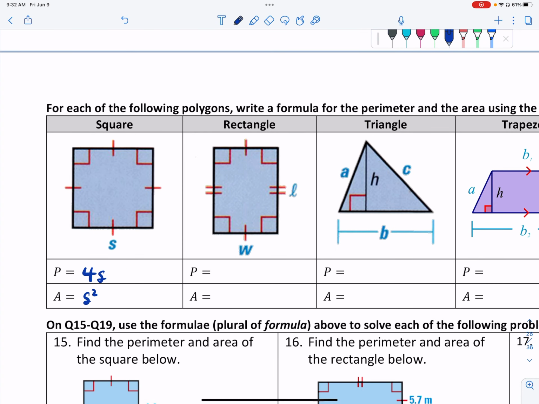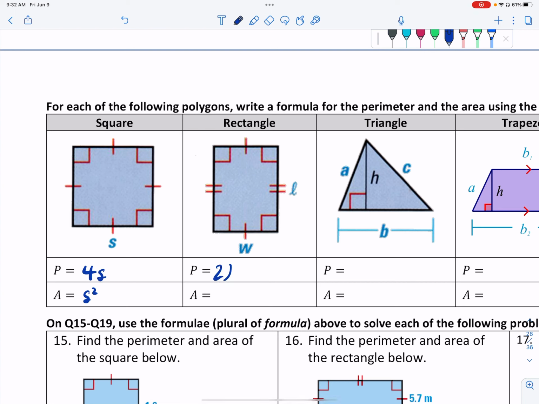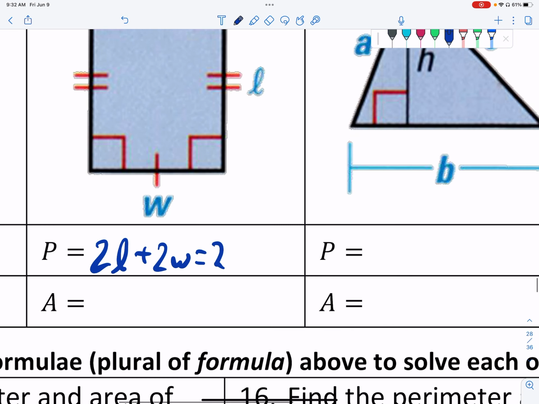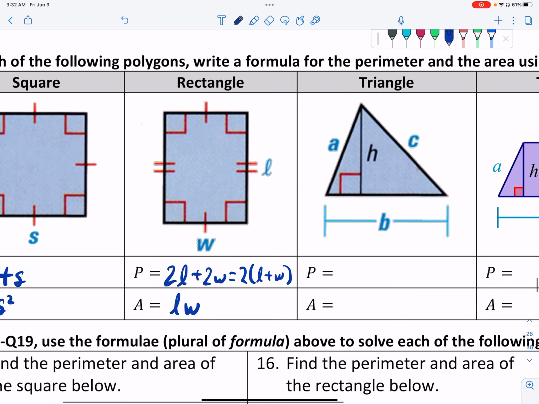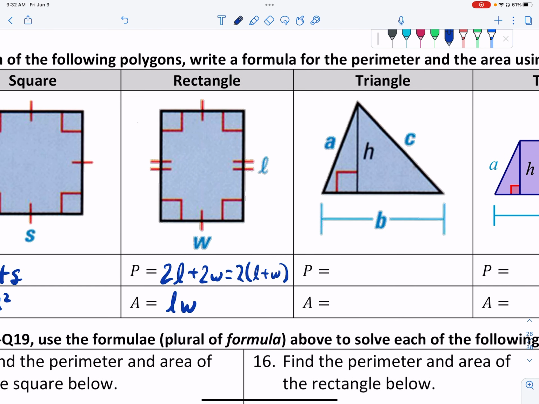Okay, for a rectangle, we would have 2 of these W's and we have 2 of these L's. So sometimes this is written as 2L plus 2W, or you can factor out the 2 and make that 2 parentheses L plus W by distributive property. And as far as its area goes, it's going to be the length times the width. Now, the length doesn't have to be bigger than the width, and the width doesn't have to be on the bottom. Sometimes people say this is base and height, but it all is the same, length and width. For a triangle, its perimeter, nothing special.